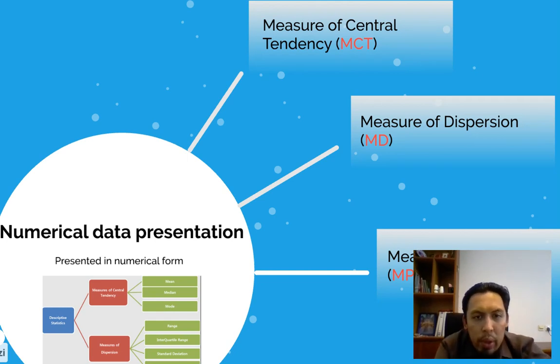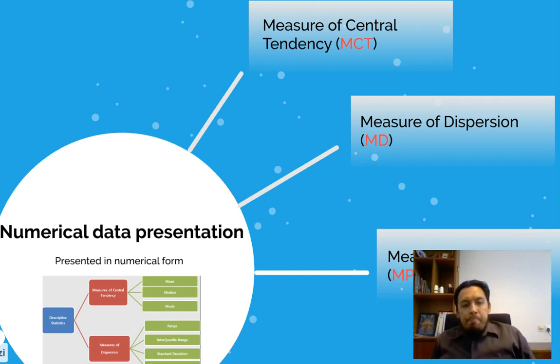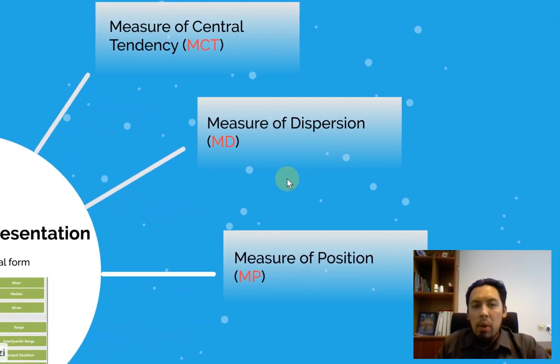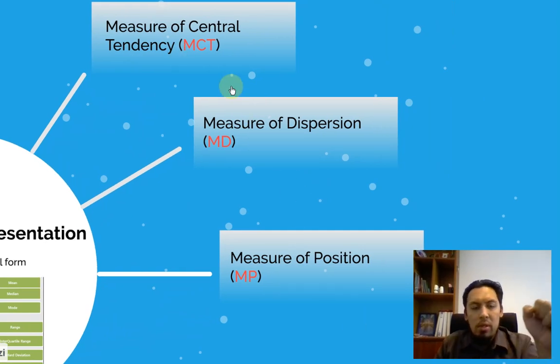In this video we are going to proceed with the next subtopic of descriptive statistics, which is numerical data presentation. By numerical data presentation, I mean that we are going to talk about these three kinds of measures: measure of central tendency, MCT, measure of dispersion, MD, and measure of position.